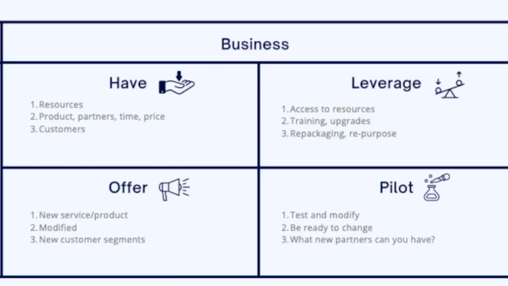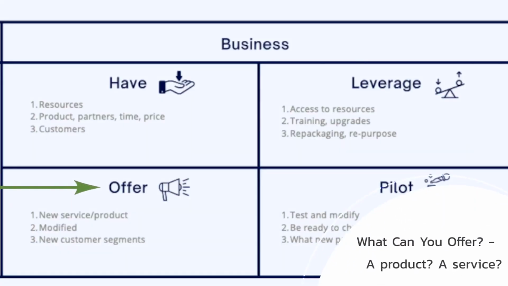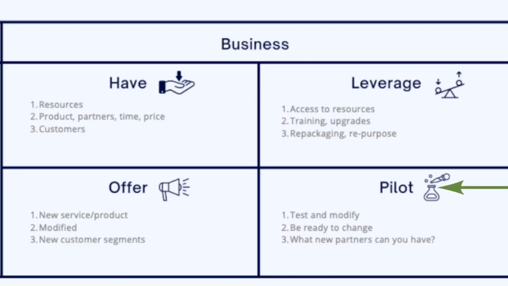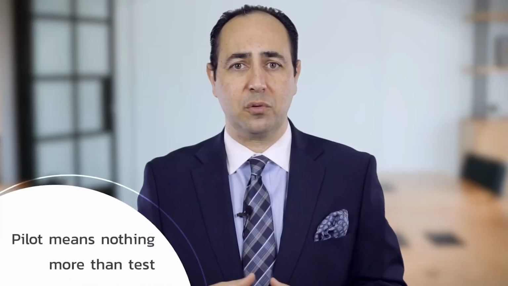And then next, we're going to talk about what can you offer. So now that you know what you have and what you can leverage, can you offer a product or a service? Can you offer a new service or a new product for your customers? Can you offer it to new customers, right? And then the last one says pilot. You've got to test it. Pilot means nothing more than test. So let's walk through this with a specific example, maybe one or two that could allow you to think through it. But first, let's talk about what it means to list what you have.